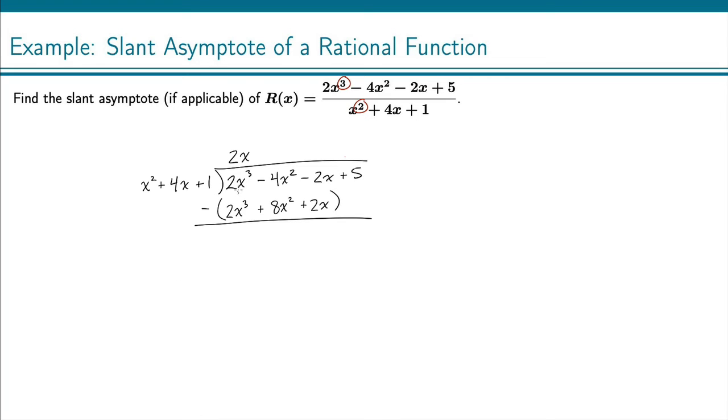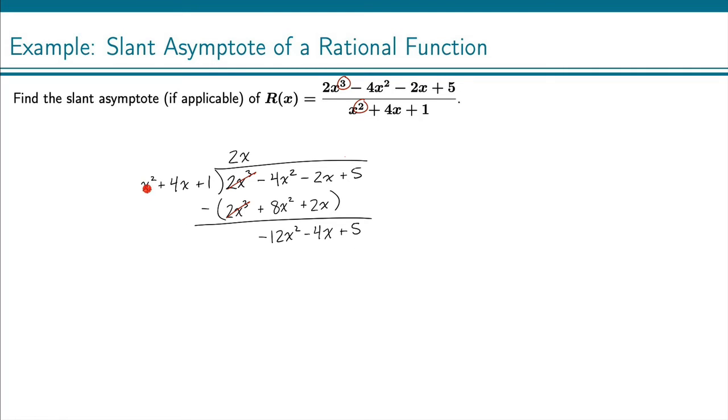Okay, so here the 2x cubed cancels. And then we have negative 4x squared minus 8x squared, and that is negative 12x squared. And then we have negative 2x minus 2x, which is minus 4x. And then we have our plus 5, and there's nothing to subtract from that, so we just have our plus 5. And then we do it again.